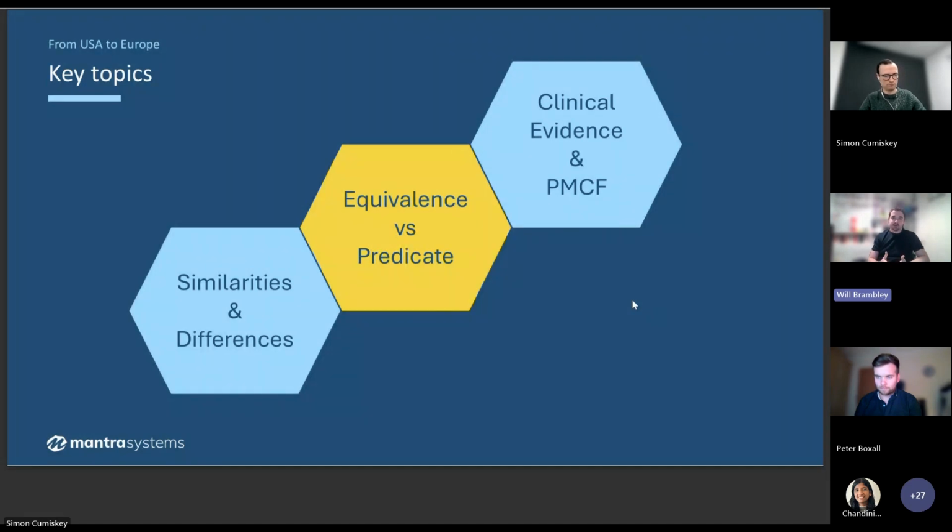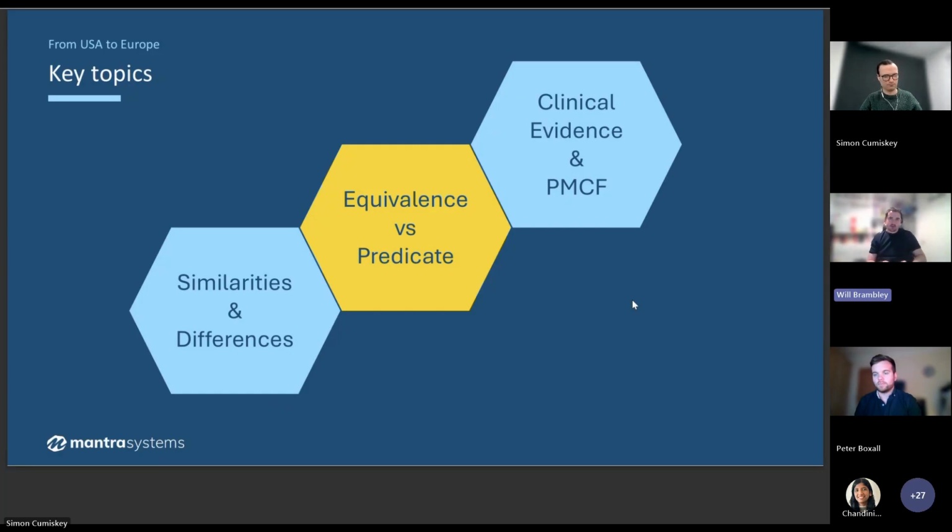Equivalence under both frameworks is the use of clinical data from a specific similar device which is already on the market, which supports the certification of your device. But there are some really key differences in the way that principle is applied and evaluated under these frameworks.